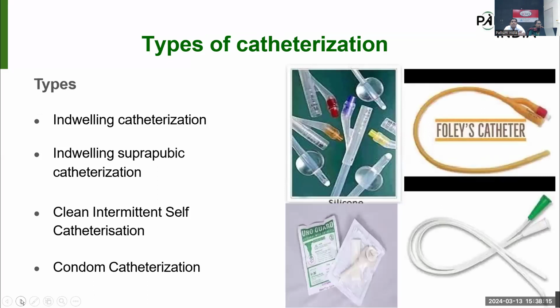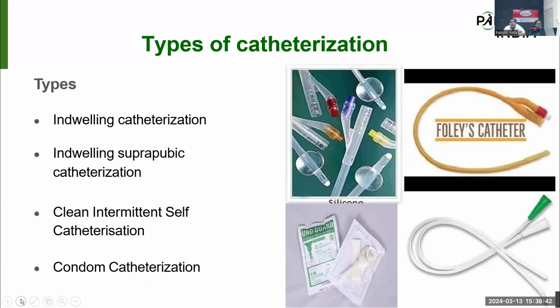Types of catheterization: mainly indwelling catheterization, indwelling suprapubic catheterization. Suprapubic means in the lower abdomen we make an ostomy, like a hole, directly into the bladder. We do the catheterization directly to the bladder. That is suprapubic catheterization. Then clean intermittent self-catheterization.